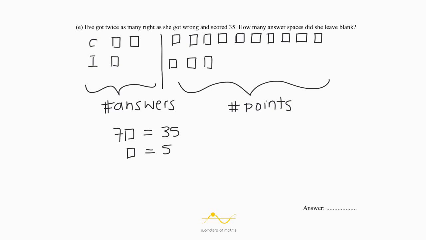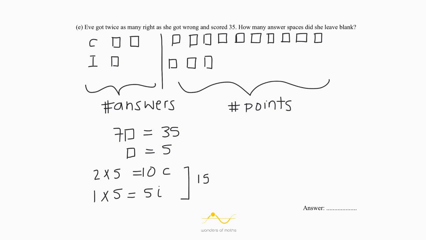Let's now move to the left-hand side of our equation. If 1 block is equal to 5, and we've given 2 blocks for the number of correct answers, then we know that the number of correct answers is 2 multiplied by 5, which is 10. So there are 10 correct answers. If we use the same method, we'll find that because we have 1 block for the number of incorrect answers, we have to multiply this by 5 to find out that we have 5 incorrect answers. In total, this means that she answered 15 questions.